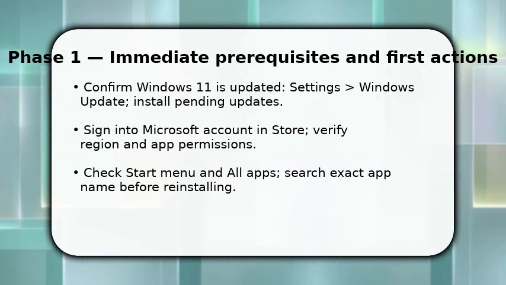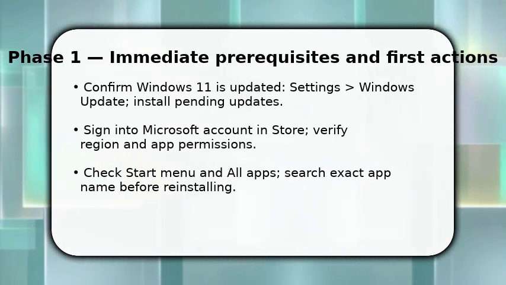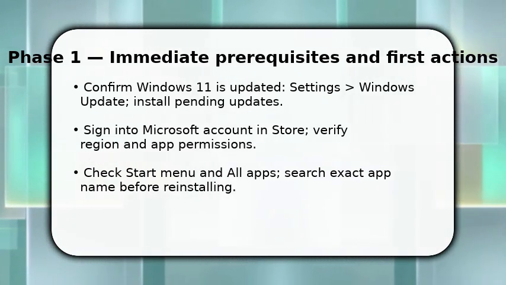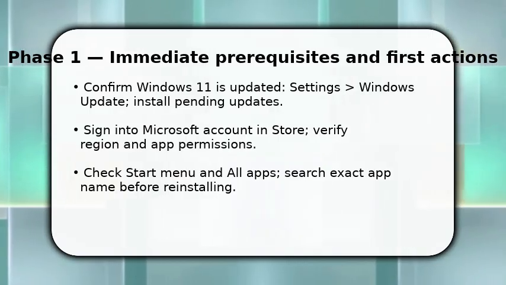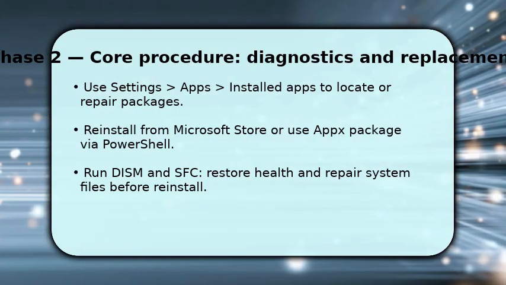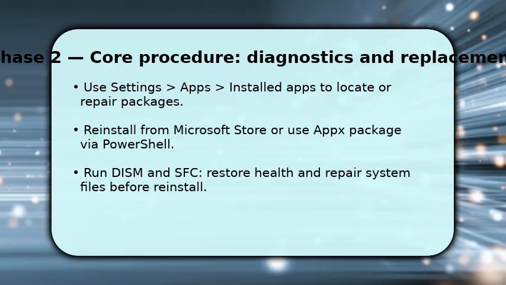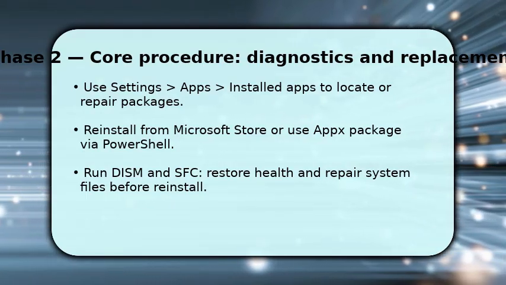Once you know the app is actually missing, open Settings, Apps, Installed Apps and try Repair or Reset. That can restore UWP apps without reinstalling. If not, reinstall from Microsoft Store while signed in.